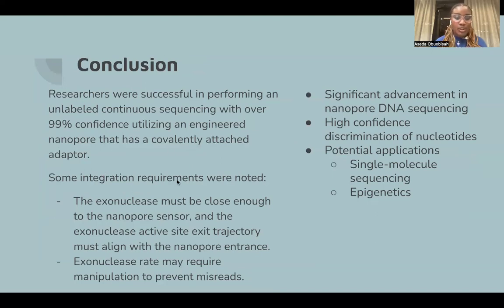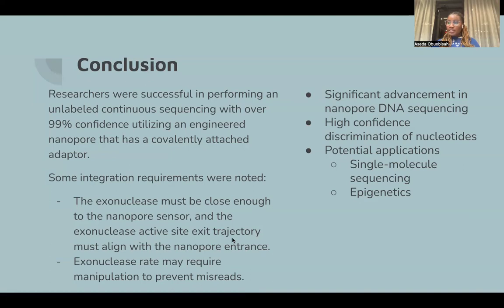Some integration requirements to note were that the exonuclease must be close enough to the nanopore sensor, and the exonuclease active site exit trajectory must align with the nanopore entrance. Furthermore, the exonuclease rate may require manipulation to prevent misreads. So significant advancements in nanopore DNA sequencing are also supported by the research in this article.